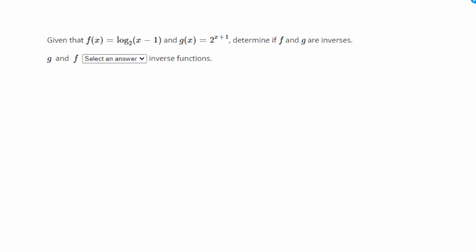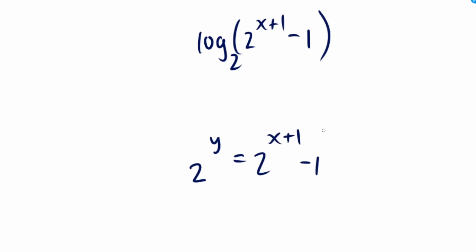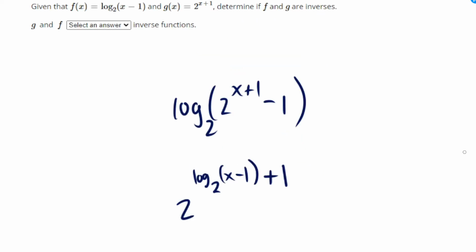Given that f of x equals log base 2 of (x minus 1), and g of x equals 2 to the x plus 1, determine if f and g are inverses. So this will turn into log base 2 of 2 to the x plus 1 minus 1. Now what I would maybe do is convert. So we have base 2 to the y equals 2 to the x plus 1 minus 1. Hold on, actually. Oh wait, I forgot.